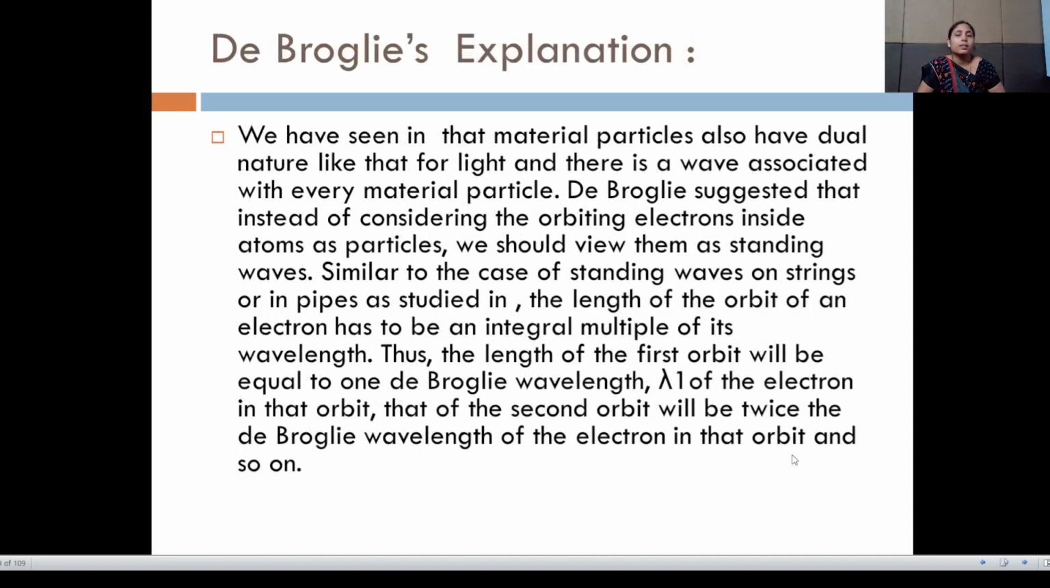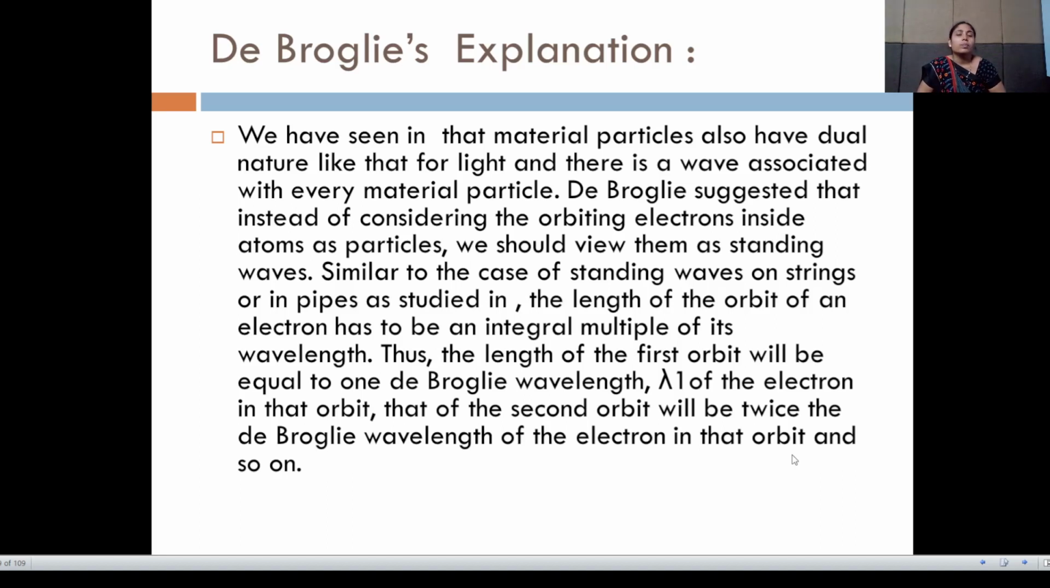So we have seen that material particles also have a dual nature like that of light, and there is a wave associated with every material particle. De Broglie suggested that instead of considering the orbiting electrons inside the atoms as particles, we should view them as standing waves, similar to the standing waves on strings or pipes. The length of the orbit of an electron has to be an integral multiple of its wavelength.